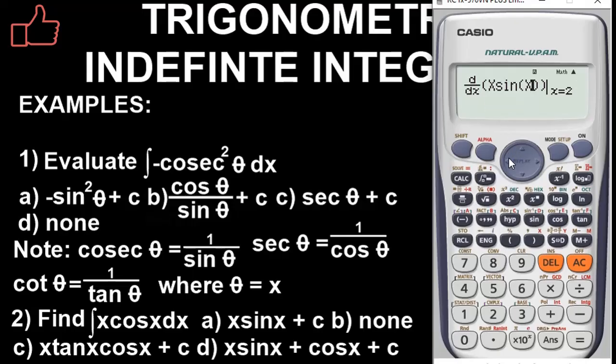So let's take option B. Okay, option B says none. Let's take option C and see what it will give us. It says sine x tan alpha x cos x. So you close the brackets again before you put the cos, otherwise you will get a wrong value. Very important. These are issues you have to take note of. Let's press equal, and it gives us 0.07. No, it's not what we got.